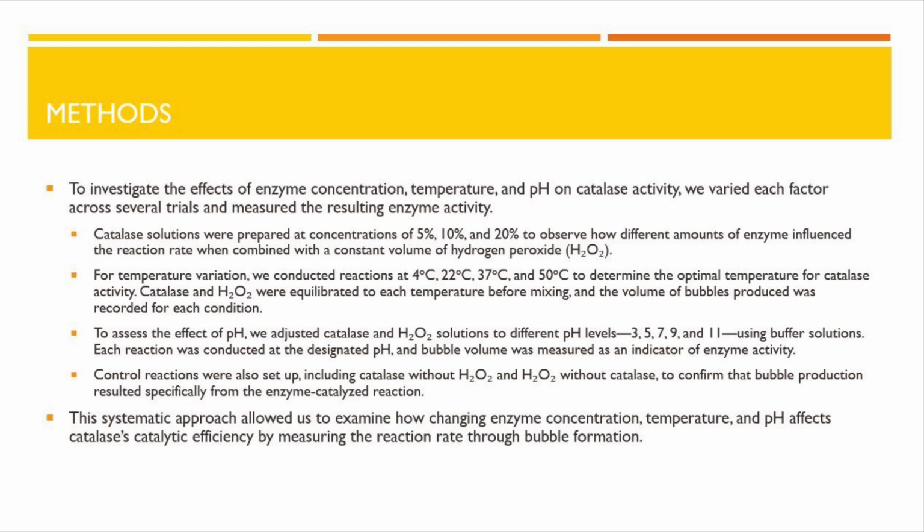This was used to assess the effect of our pH levels, depending on 3, 5, 7, 9, 11, using buffer solutions. Each reaction was conducted at the designated level, and bubble volume was also measured as an indicator of the enzyme activity. This approach allowed us to examine how changing enzyme concentration, temperature, and pH affects catalytic efficiency by measuring the reaction rate through bubble formation.